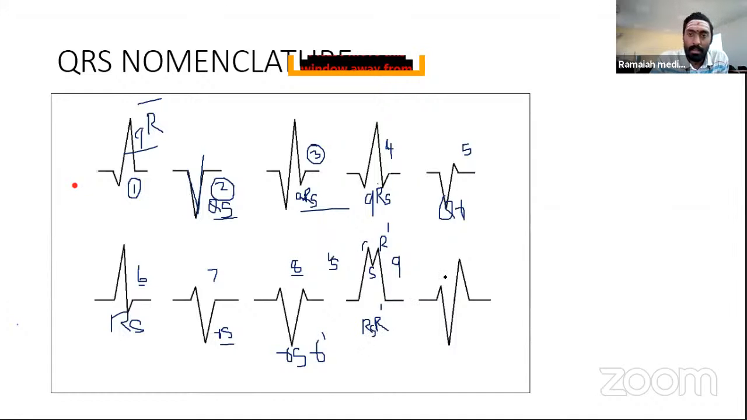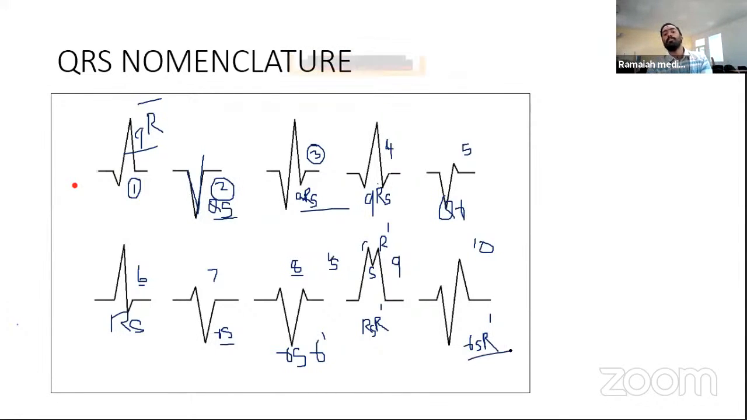And this is the last one, the 10th one. Correct. RS and R dash. So this is the nomenclature. It is very important because in many of the bundle branch blocks, this is how it will be described. It will say RSR pattern in V1, wide S wave in lead 1. So you should know how we name these QRS complexes.